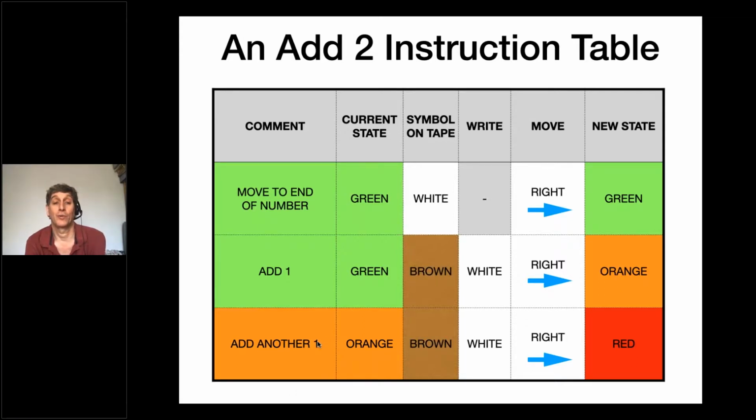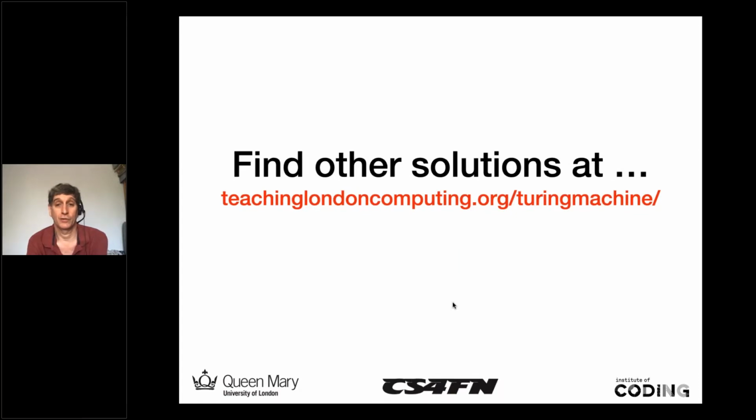And then you want to add the final one so that you've added 2. So in the orange state, when you're looking at a brown, write a white, overwrite that brown with a white. You've added another one on the end of the unary number, move right, and then change to the red state and stop. If you were going to move back to the beginning, you just need another state that at this point would send you back to the beginning, doing something equivalent, but in the other direction to the first rule. So that's basically all there is to it. I hope you got somewhere through that. But as I say, you can find solutions to that and the other ones at teachinglondoncomputing.org/TuringMachine, which is the site that goes with this talk.